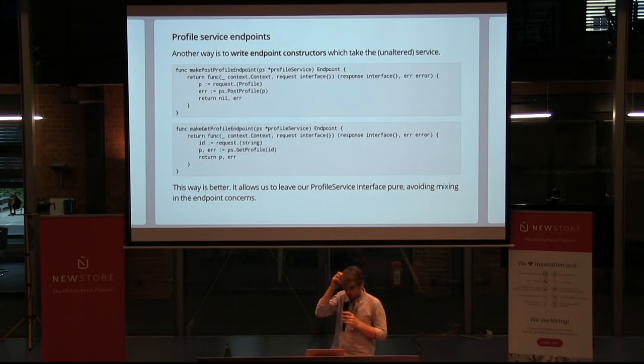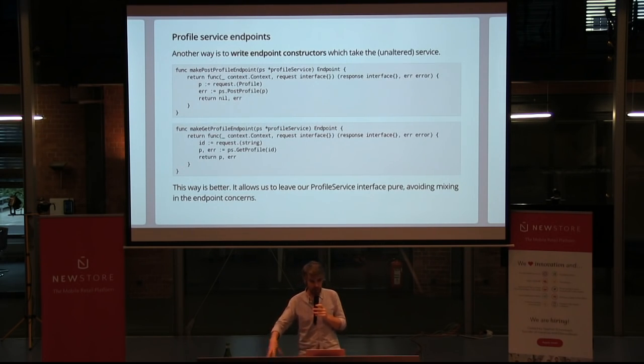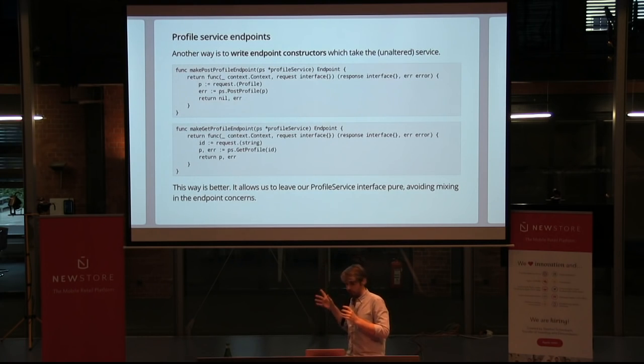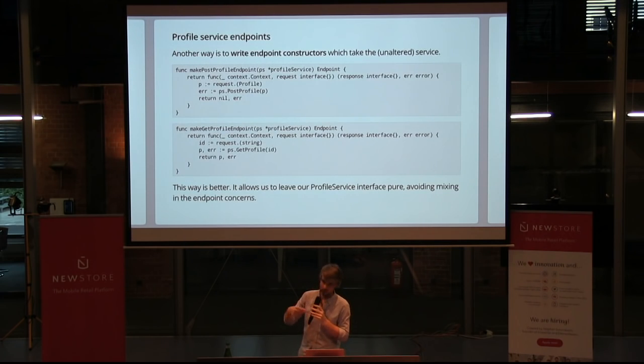But another way would be to write something like an endpoint constructor, which takes the sort of unaltered base service and then produces endpoints from it. And in this constructor, you do all the work of that translation. So make post profile endpoint takes a profile service. Actually, it should be the interface, not the concrete type. That's a bug in the slide. And then returns an endpoint. And the endpoint is this function that takes the request and returns a response. And all this code does, it has the single responsibility of doing that conversion.